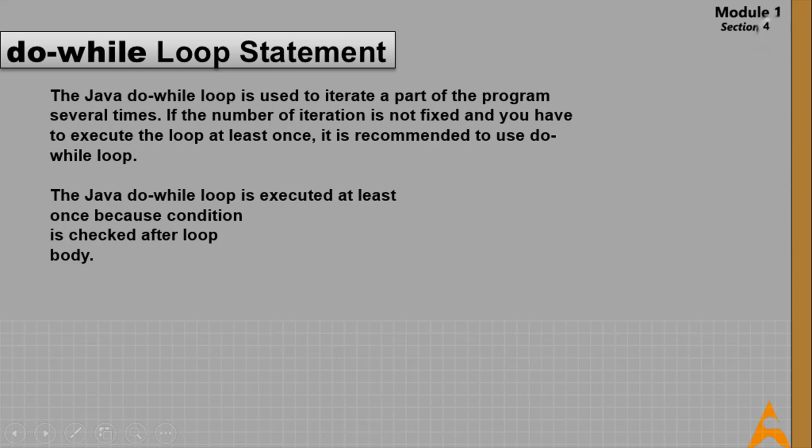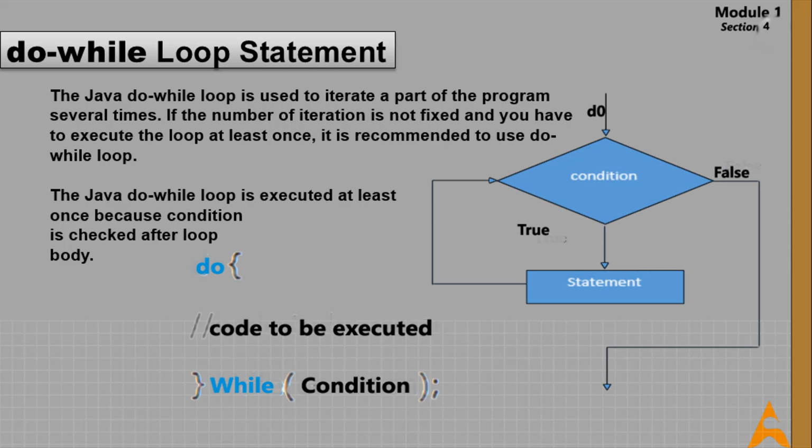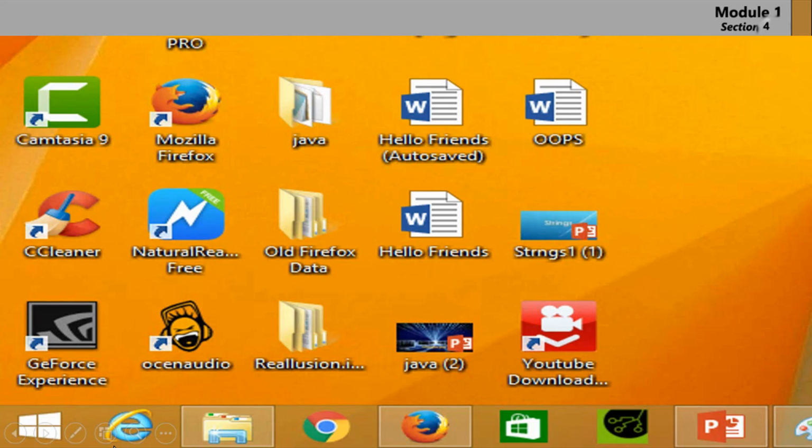Now let's talk about Java do while loop. The Java do while loop is used to iterate a part of the program several times. If the number of iteration is not fixed and you must have to execute the loop at least once, it is recommended to use do while loop. The Java do while loop is executed at least once because condition is checked after loop body. You can check the syntax and flowchart. Let's do it with an example.